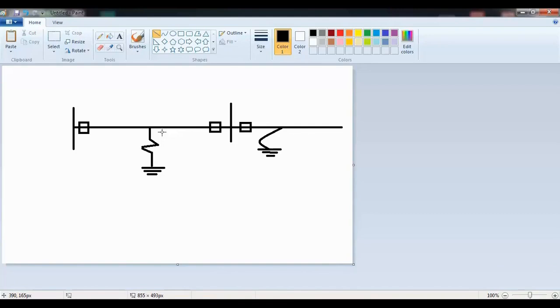How? After that, there is zone 2 pickup in the overreach, zone 2 pickup in the underreach.